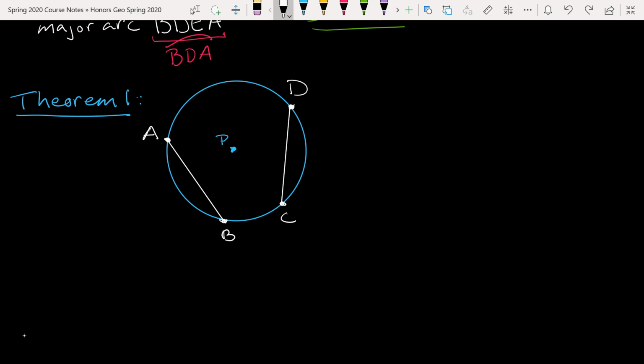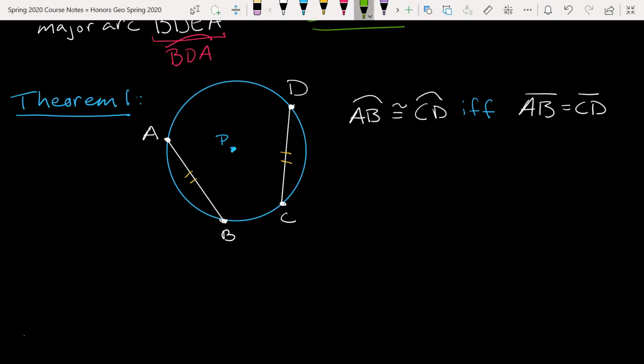This first theorem says, for any circle, two chords will be congruent if and only if the arcs that they intercept are also congruent. Well, we can just add that to the diagram.